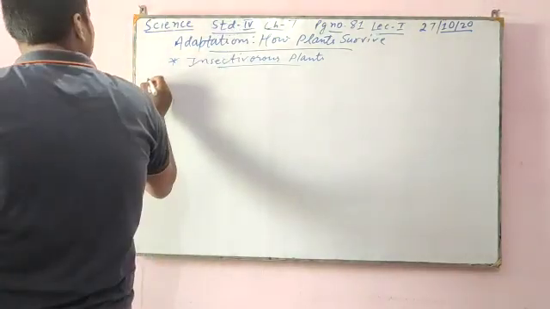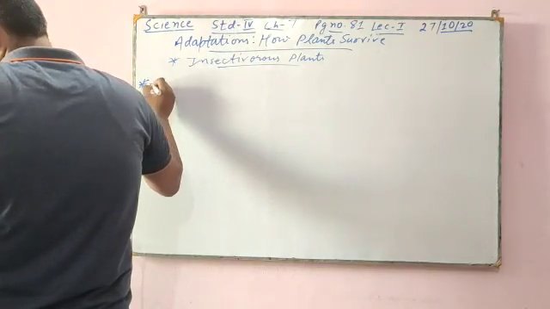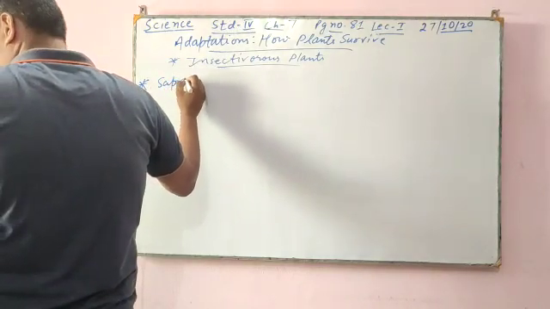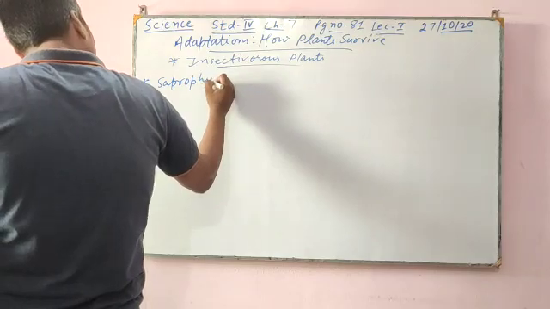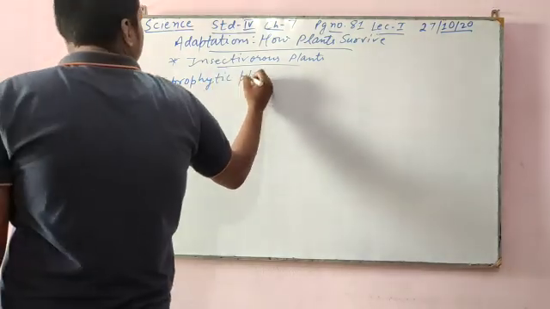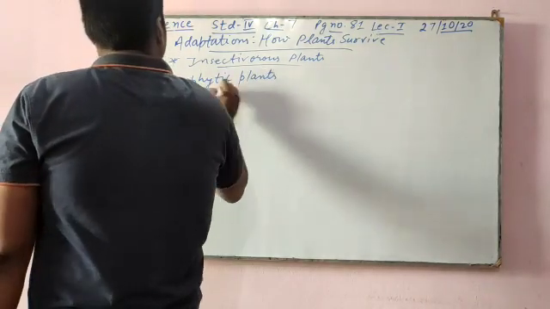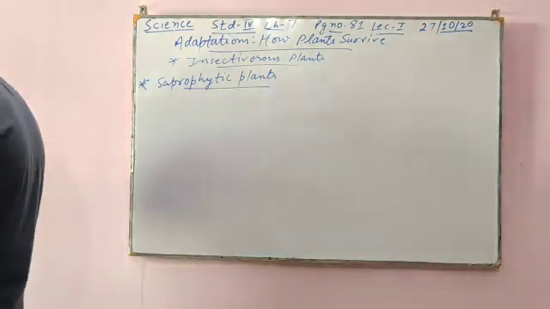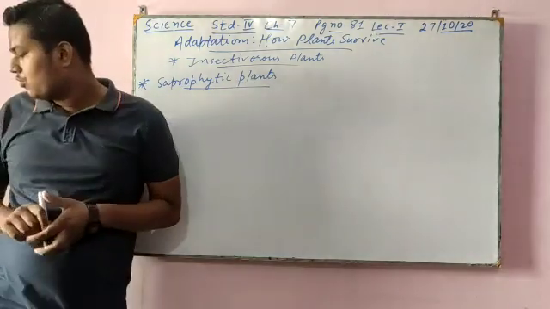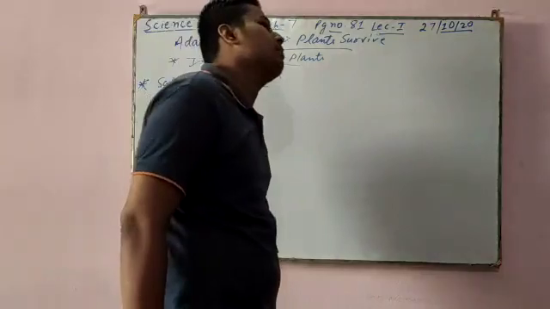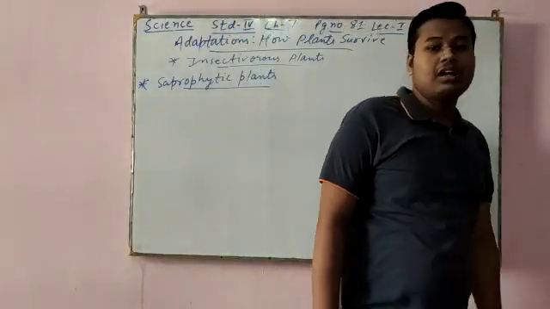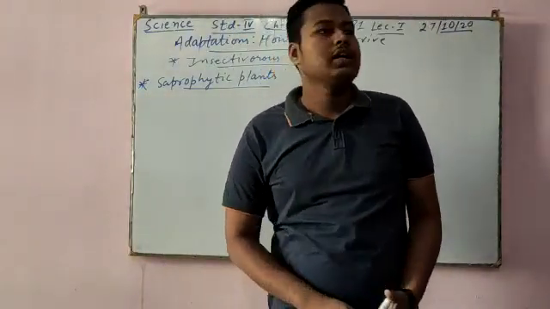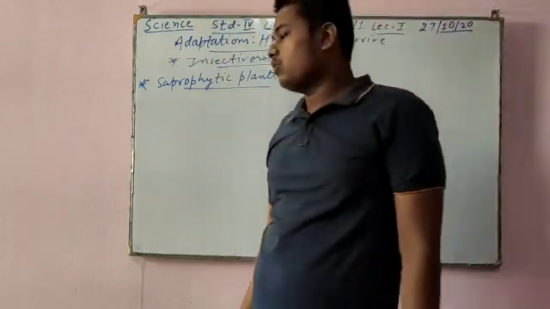So now come to the next, saprophytic plants. Plants that do not have chlorophyll are called non-green plants. It means the plants which do not have chlorophyll will not be able to make their food.